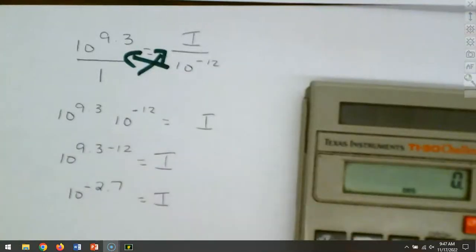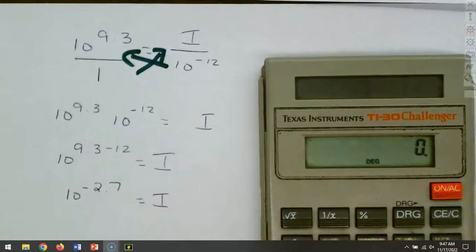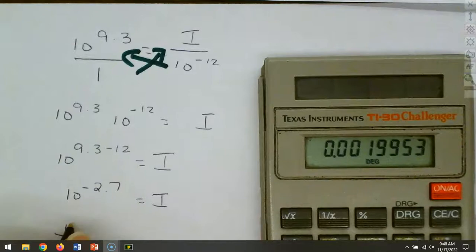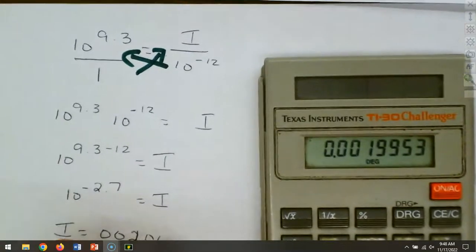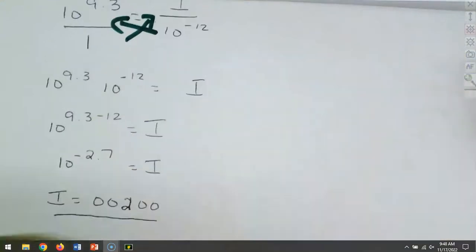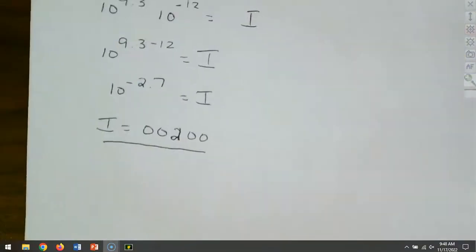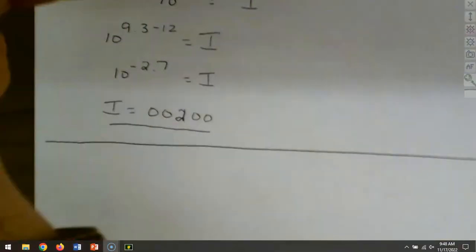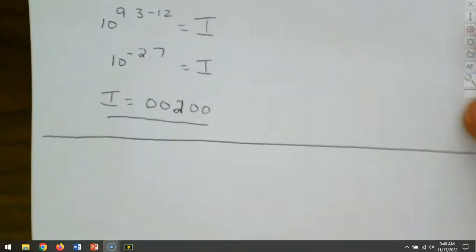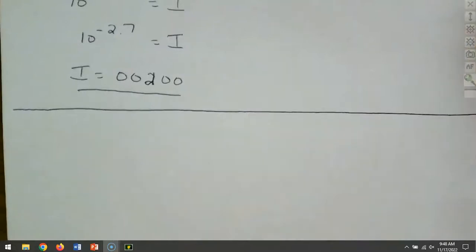And then, how do we finish this out? We take 10, we hit our y to the x key, 2.7, we make it negative, and then that gives me I equals 0.001, well, if we round, 0.002, close enough. And you don't have to be exact on the rounding, right? If you're off a little bit, that's okay, as long as it's close. The main thing with logarithms is they're used for prediction, and they can be off a bit because of our calculators. So if you're off a little bit in the rounding, that's okay. Not a big problem.